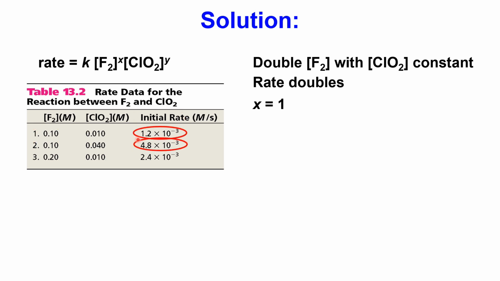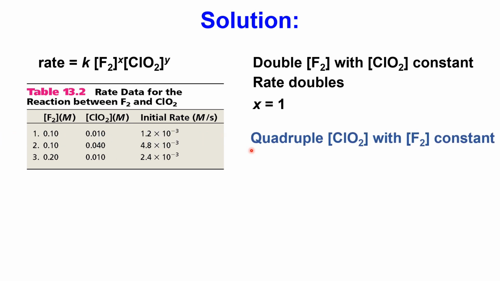In experiment 1, the initial rate is 1.2 times 10 to the power of negative 3. In experiment 2 it is 4.8 times 10 to the power of negative 3. That means the rate also increased by 4 times. So we can say that if we quadruple the concentration of ClO2 with the concentration of F2 constant, the rate also quadruples. So y is equal to 1.